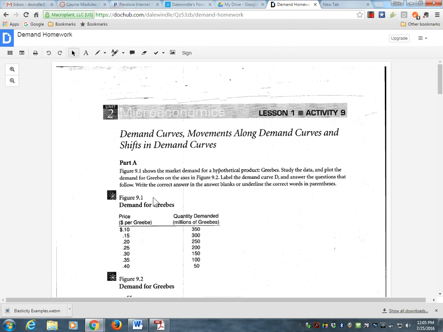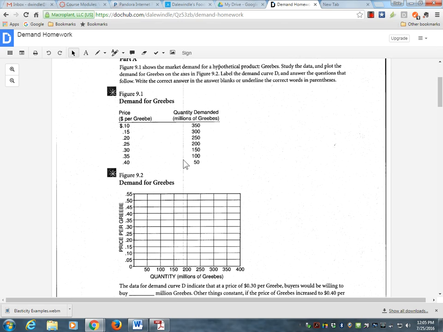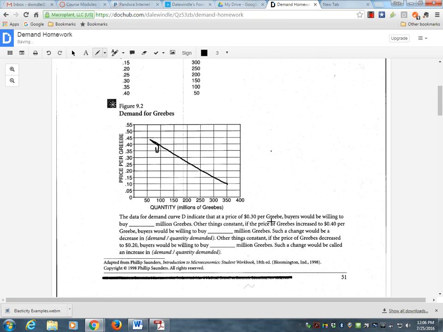Okay. So you've got a demand schedule here. Quantities demanded at various prices. And it's wanting you to graph those. For example, at 10 cents, people want 350 million. So 10 and 350. Put a dot there. And then eventually you're going to have something like that. And then you answer questions.